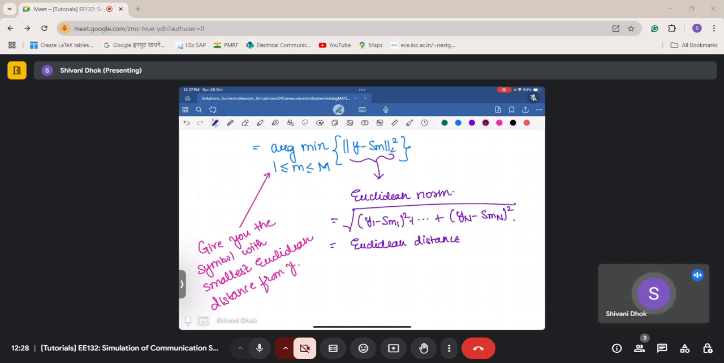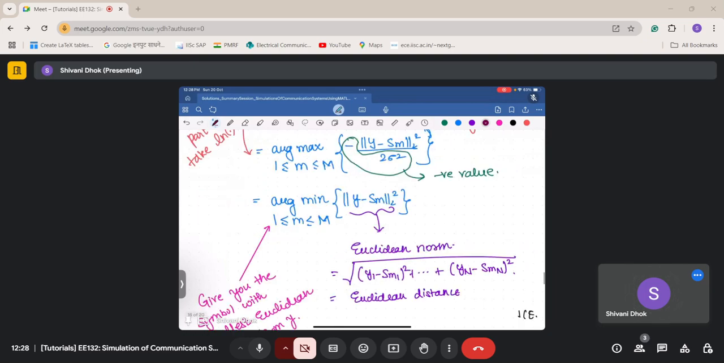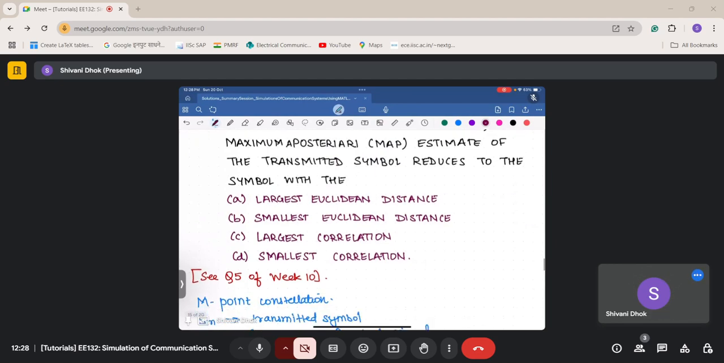And since it does this, this is known as minimum distance or minimum, say, Euclidean distance. Okay, so what it says is the transmitted symbol reduces to the symbol with the smallest Euclidean distance. Is it clear? Any questions?